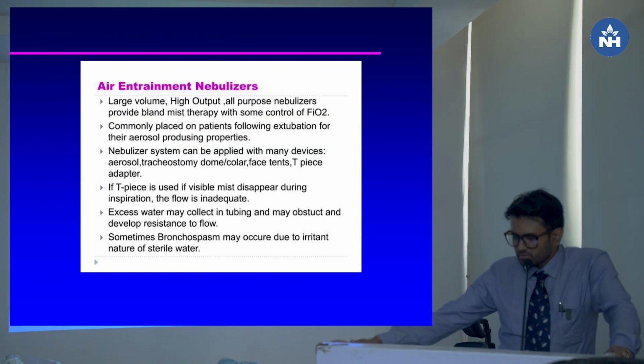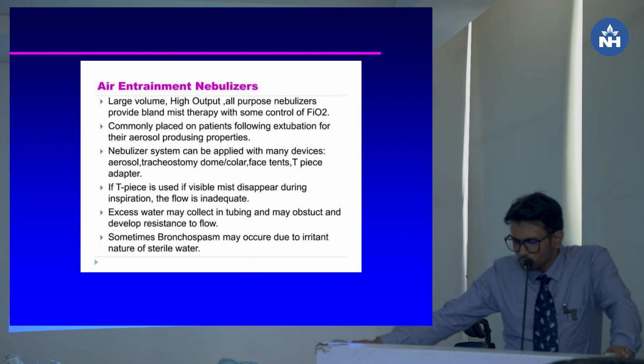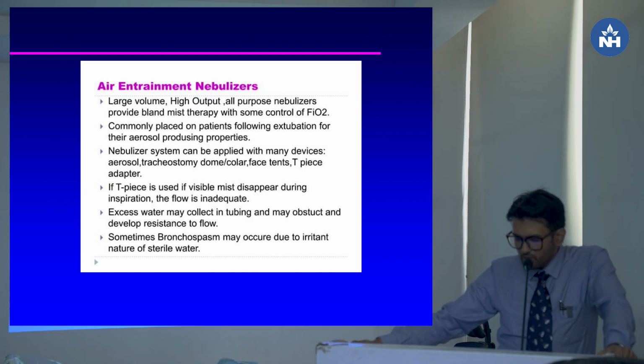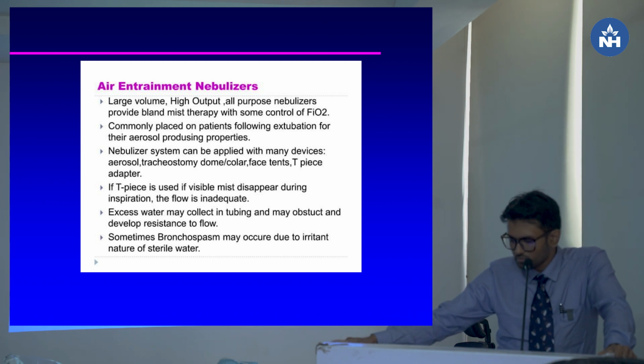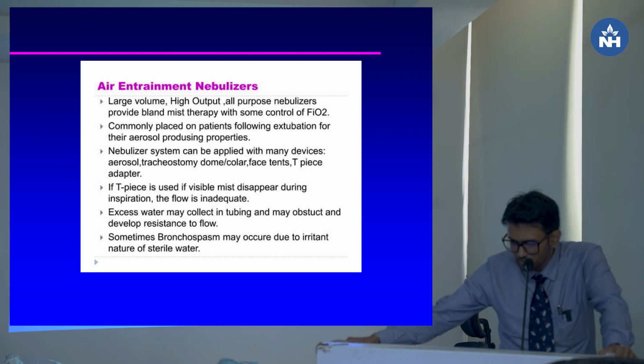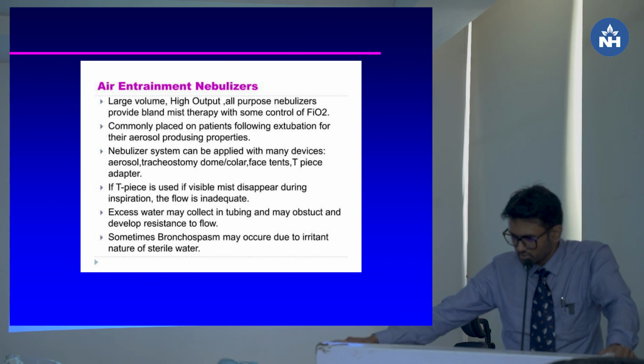Next is the air entrainment nebulizer. A large volume, high output, all-purpose nebulizer provides bland mist therapy with some control of FiO2. It is commonly placed on patients following extubation for its aerosol producing property. The nebulizer system can be applied with many devices: aerosol mask, tracheostomy dome, collar, face tent, T-piece adapter. If a T-piece is used, and visible mist disappears during inspiration, the flow is inadequate.